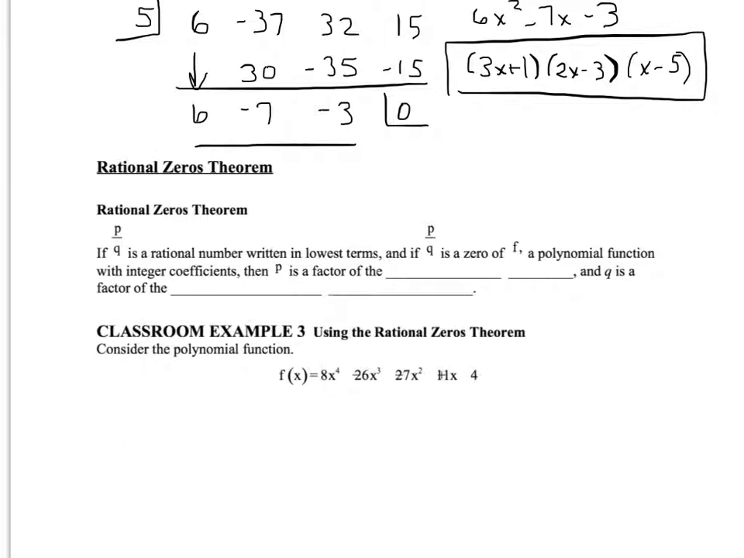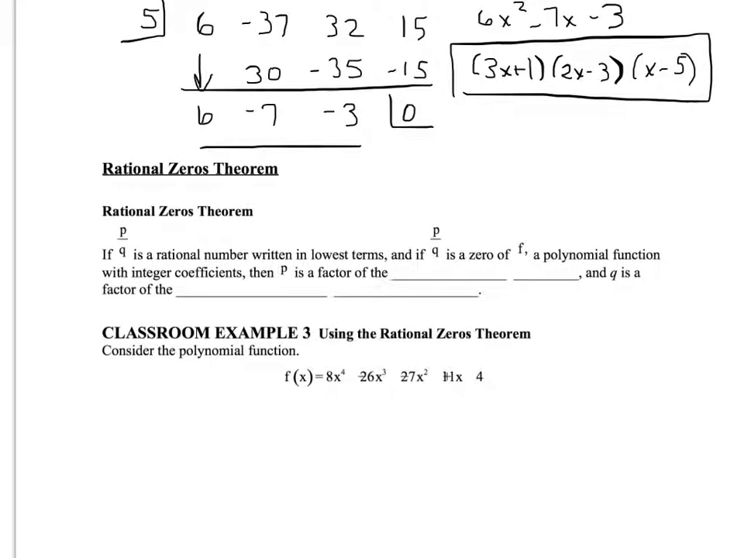It says if P divided by Q is a rational number written in lowest terms, and if P over Q is a 0 of F, so in other words, some rational number, it doesn't have to be a fraction, it's just that it can be written as a fraction, then for a polynomial function with integer coefficients, P is a factor of the constant term, and Q is a factor of the leading coefficient.